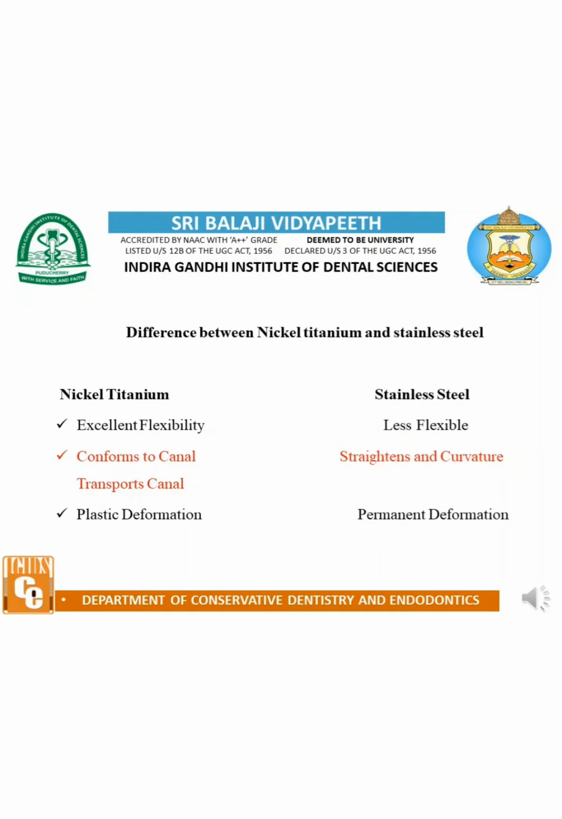Difference between nickel titanium and stainless steel. Nickel titanium: excellent flexibility, conforms to canal, less canal transportation, elastic deformation. Stainless steel: less flexible, straightens the curvature, permanent deformation.